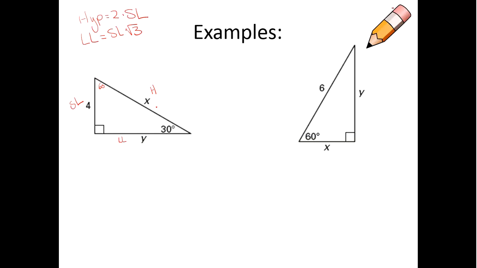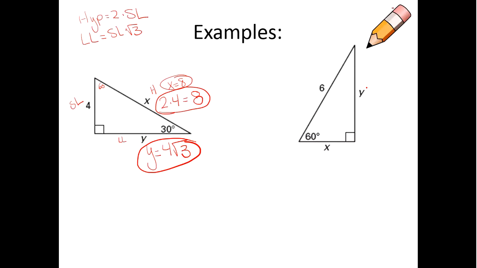Well, this is 2 times short, right? My hypotenuse. So that's going to be 2 times 4. So my hypotenuse will be 8. And then my long leg is going to be my short leg, 4 times the square root of 3. So y is going to be 4 square roots of 3. And then my x is going to be 8.